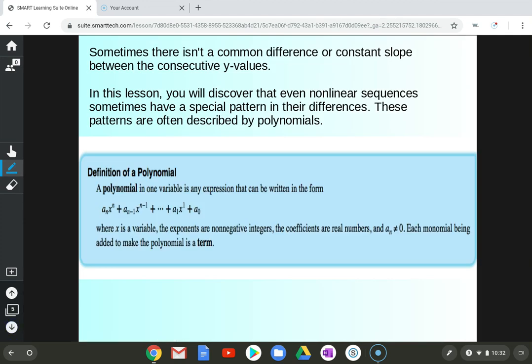However, most of the polynomials we're going to deal with in this chapter are not going to be linear. They're going to be of a higher degree. So linear functions have what's called a common difference, or a constant slope between consecutive y values. However, nonlinear functions also have patterns that we can find inside of them. But the first thing we're going to do is talk about what a polynomial is.